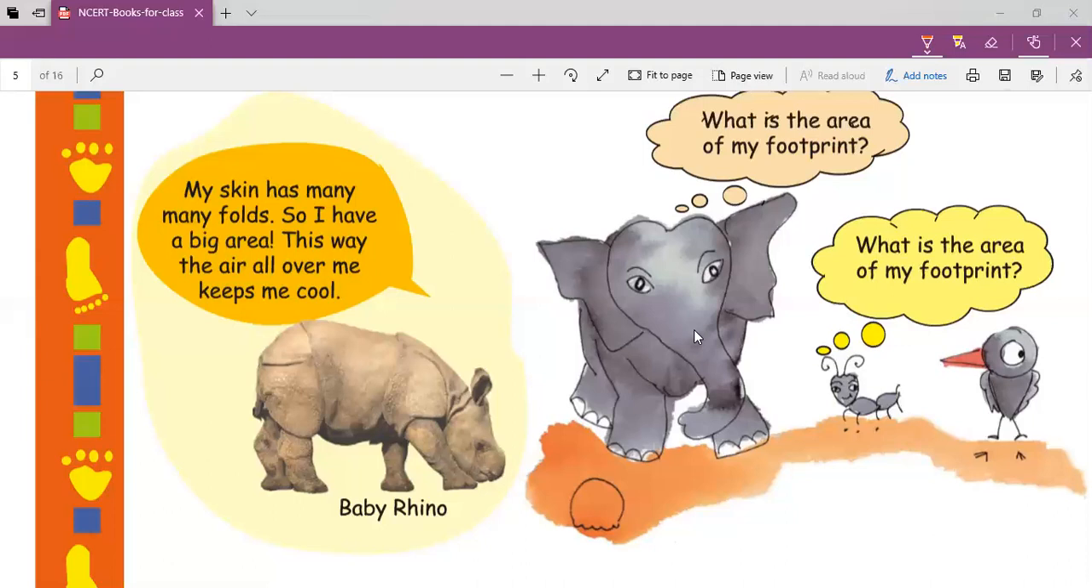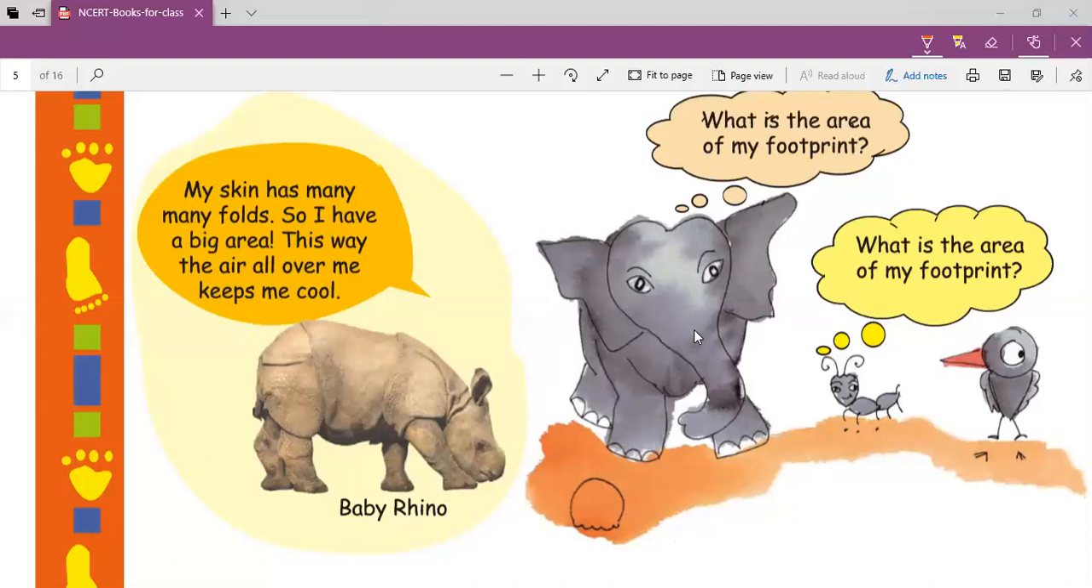What is the area of my footprint? Can you imagine what the area will be? What will be the area of an ant's footprint? Will your footprint area and her footprint area be similar?